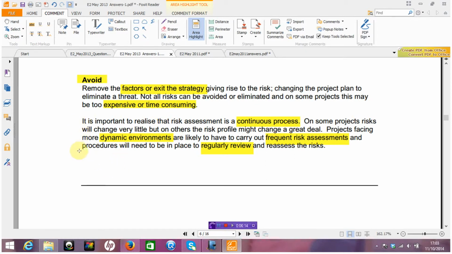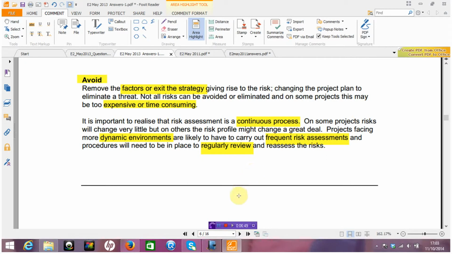Final point, a nice conclusion here. Over and above the standard mnemonic, perhaps this is something a student might not think of doing: mentioning the fact that we're talking about management of risk, and this is a continuous process. It doesn't happen just at the outset, or in the planning phase of the project. It should be continuous, particularly in dynamic environments, and frequent risk assessments are important. We're regularly reviewing each of the risks that we've identified and seeing where we're at in connection with them.